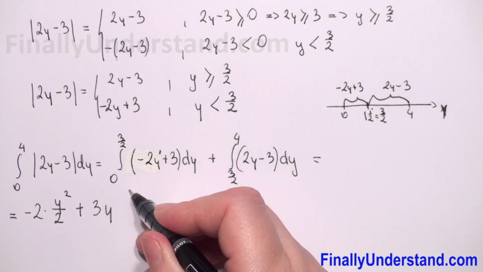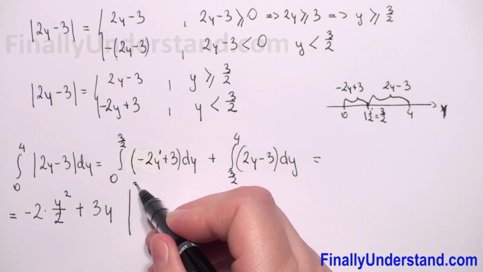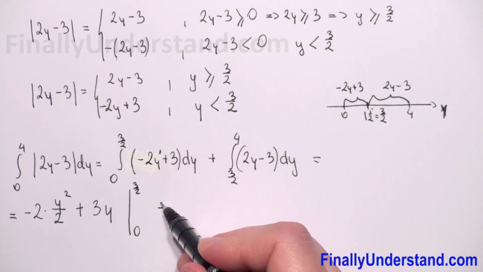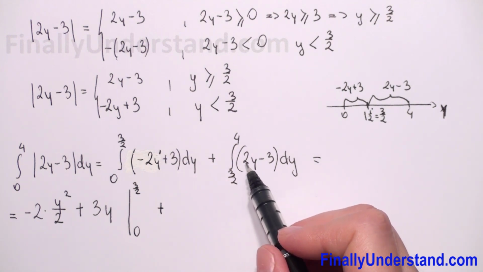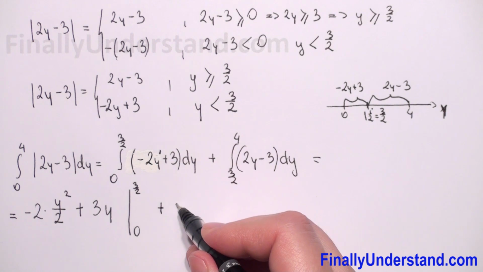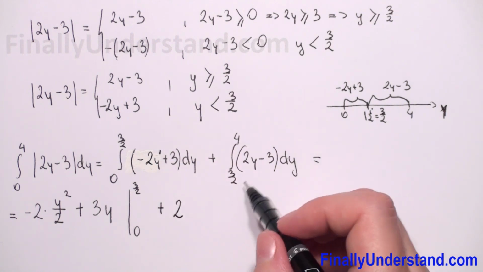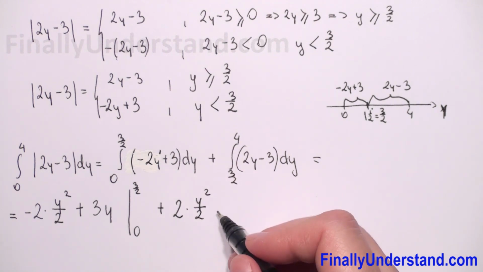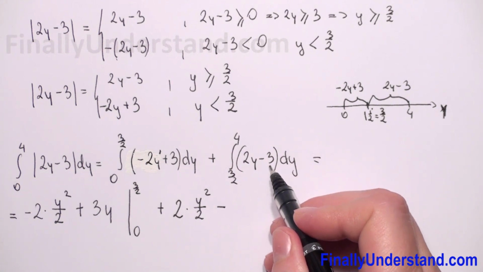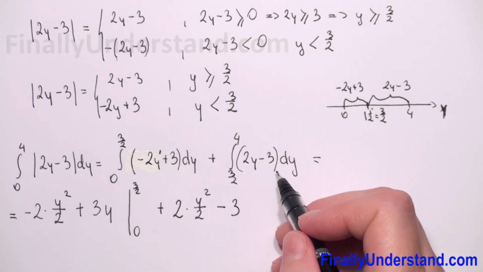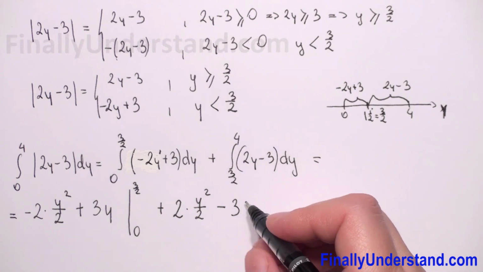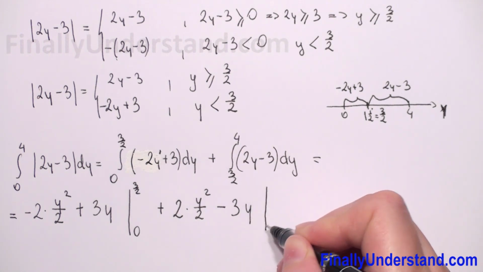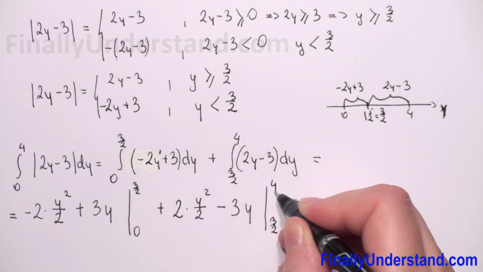First integral has limits. Upper limit is 3 over 2 and lower limit is 0. We have plus, and now we have second integral of 2y. Integral of 2y is, we have to copy constant, and integral of y is y square over 2 minus, and again we have to copy constant. We have now integral of dy. Integral of dy is y. The second integral is from 3 over 2 to 4.